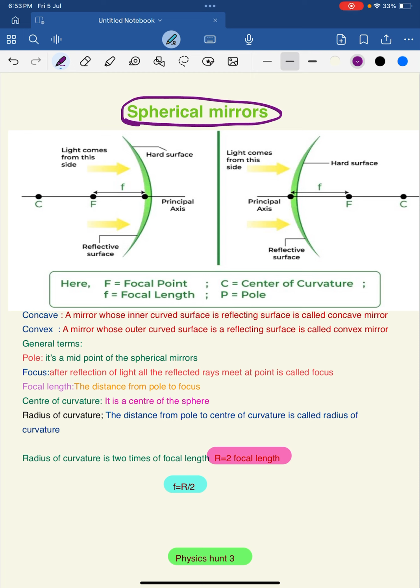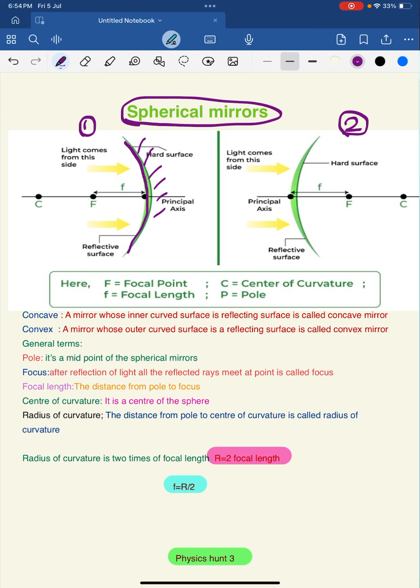Okay, so look at this diagram carefully. The first one is called concave mirror and the second one is called convex mirror. So here, concave mirror means the inner region is the reflecting region. That means the outer region is opaque medium. It doesn't allow the light.